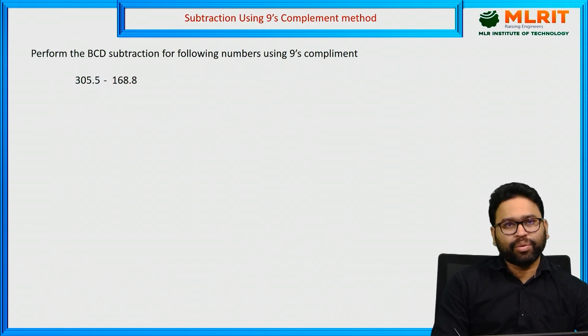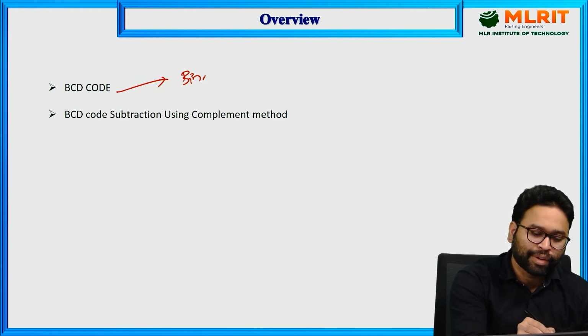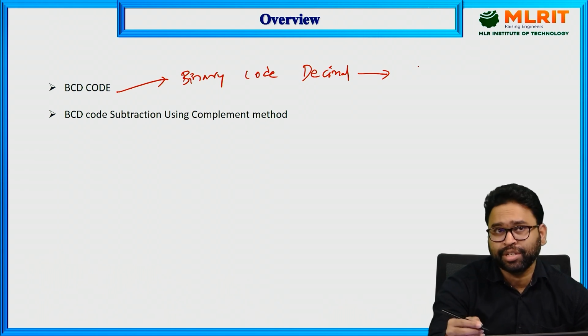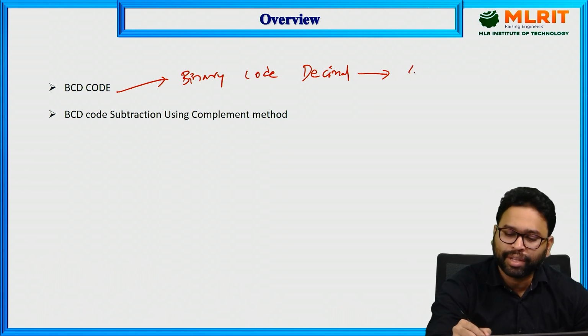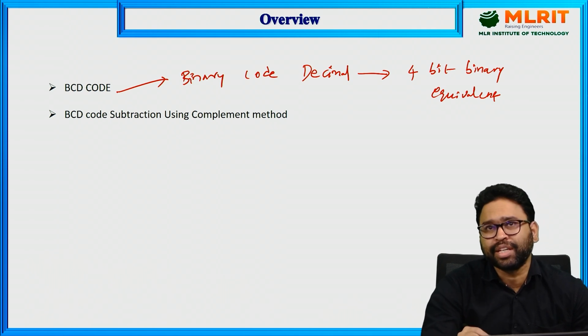Firstly, BCD code means binary coded decimal. We already discussed this; I'm just trying to revise the concept. Binary coded decimal, where each digit of the BCD code is represented with its 4-bit binary equivalent value. That means each and every single digit is represented with its 4-bit equivalent value.